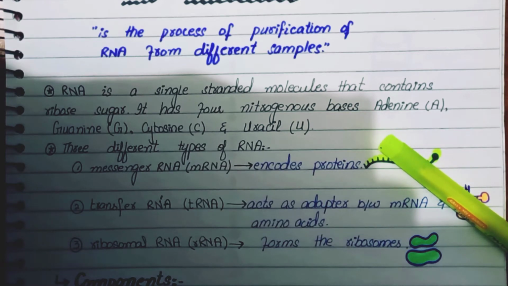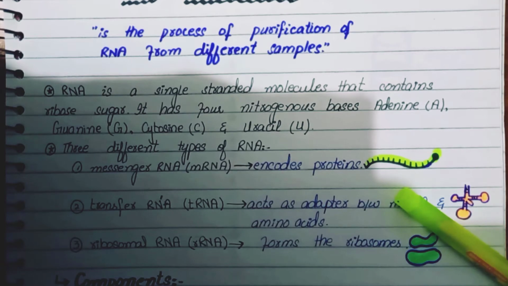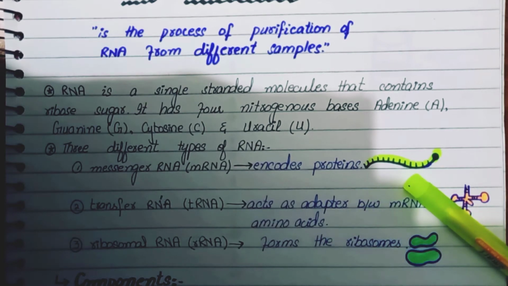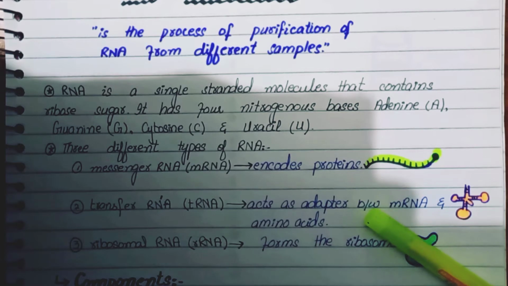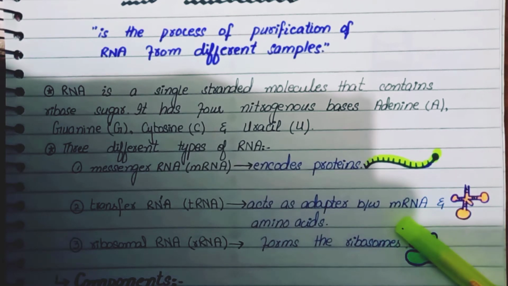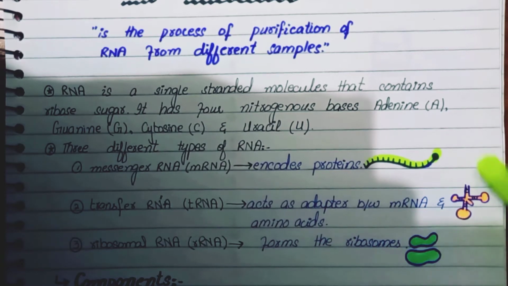And we also know that we have 3 major types of RNA. Messenger RNA, which encodes proteins. Second, we have transfer RNA, which acts as an adapter between messenger RNA and amino acids to transfer the message. Third, we have ribosomal RNA, which forms the ribosome, the small ribosomal subunit and the large ribosomal subunit. So here we have a short intro about what RNA is.